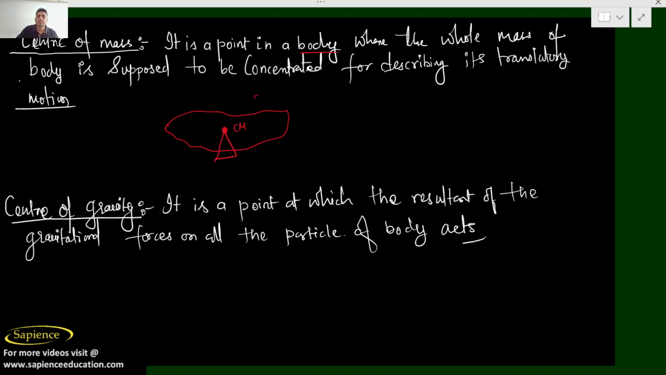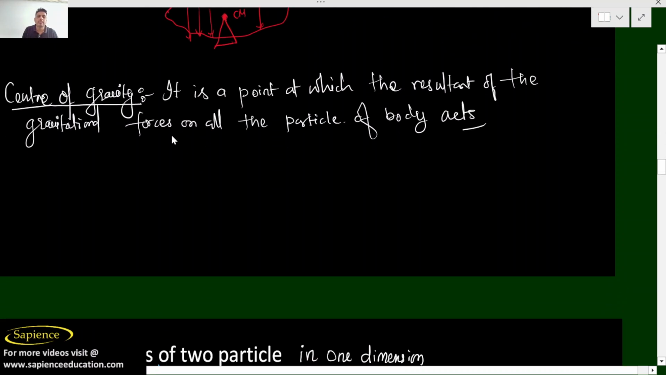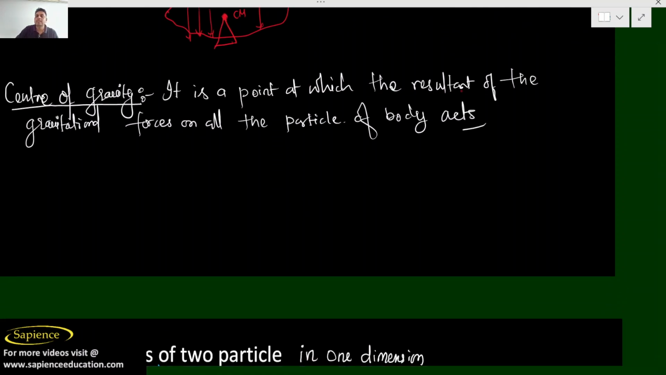So the body will remain stable, and what will happen? It will remain stable. It means that the whole mass, or whole center of gravity, the whole center of mass, is acting at this point. Now I will talk about center of gravity. What is center of gravity? It is a point at which the resultant of the gravitational force on all the particles of the body acts.